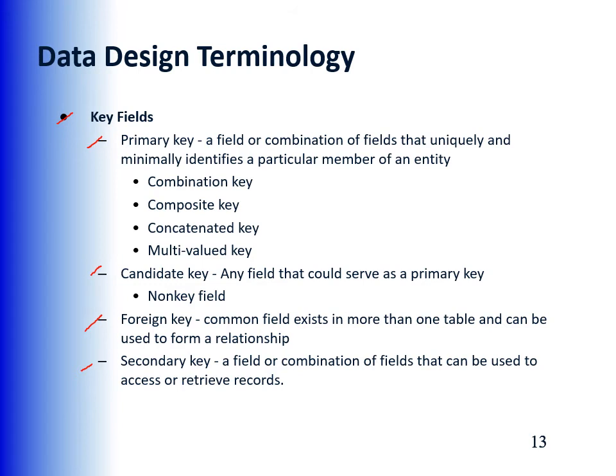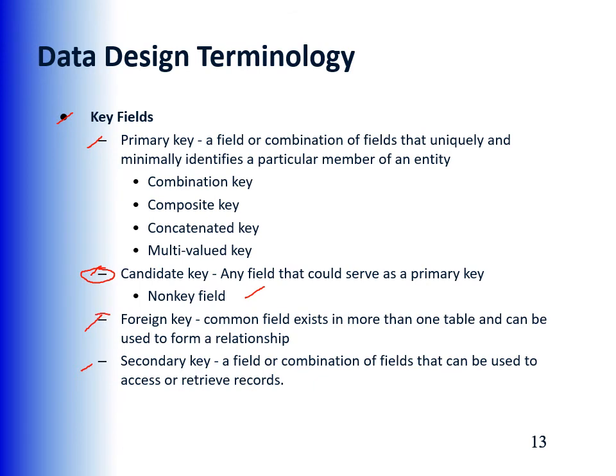Any field that could serve as a primary key is called a candidate key. For example, if every employee has a unique employee number, then you could use either the employee number or the social security number as a primary key, right? So any field that is not a primary key or a candidate key is called a non-key field.